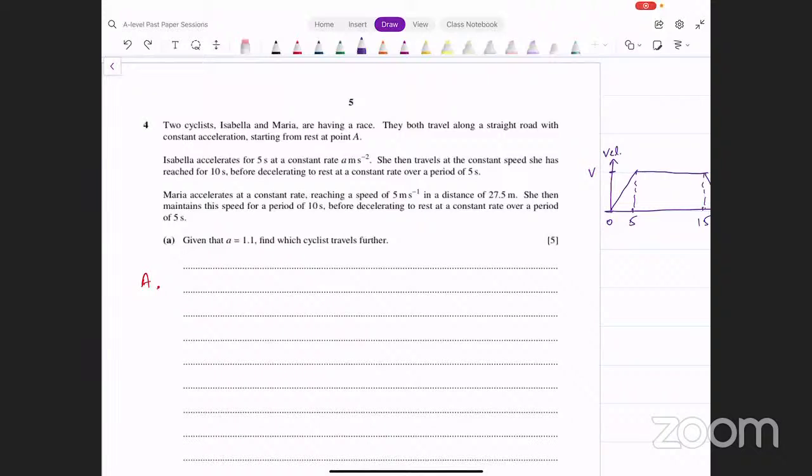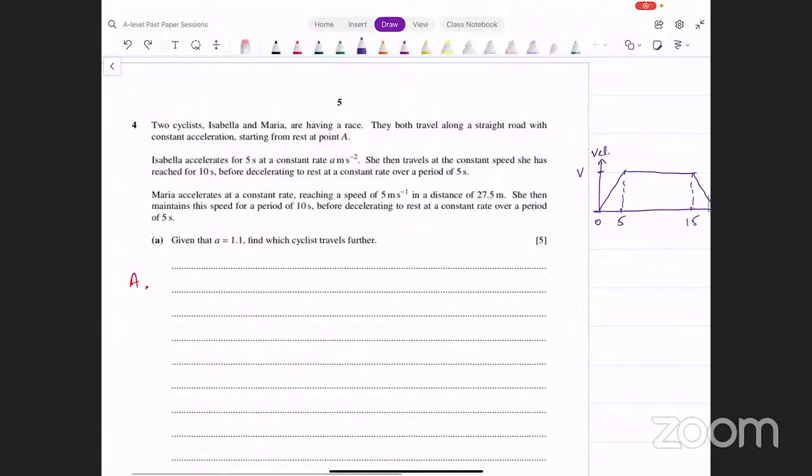दूसरा क्या है, Maria accelerates at a constant rate, reaching a speed of 5 meters per second and a distance of 27.5 meters. So वो accelerate कर रही है constant rate के ऊपर, 5 meters per second पे पहुंचती है, distance इतना है. She then maintains the speed for a period of 10 seconds before decelerating at the constant rate over a period of 5 seconds. So it's again going to be exactly the same shape of the graph.